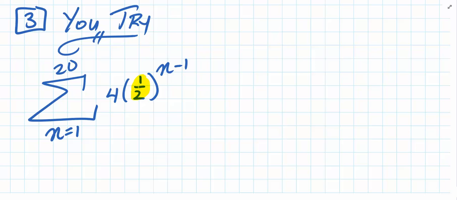And what am I asking for? I want the sum of the first... How many terms are there? It goes from 1 to 20. There's 20 of those, right? 4 times 1 half to the n minus 1. Okay, ready to go. So do me a favor.